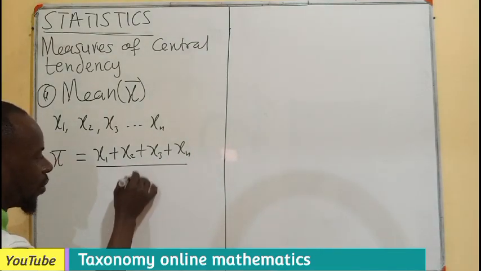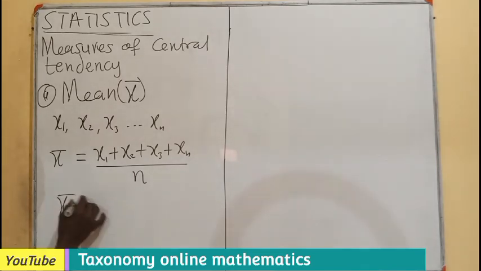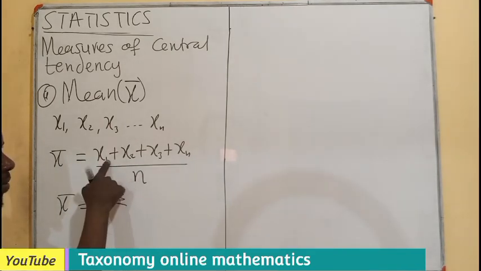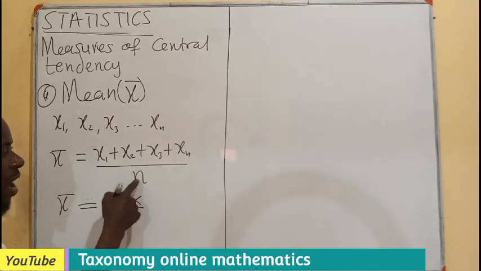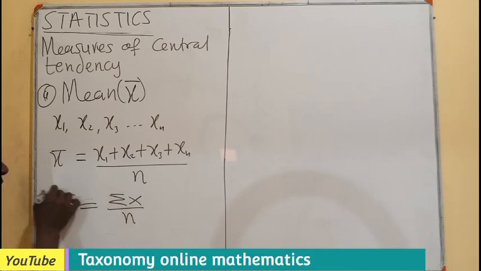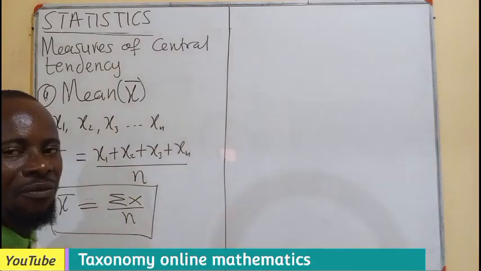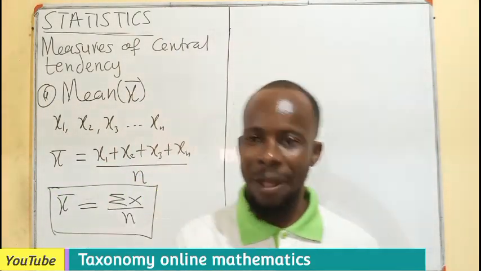So we divide by what? N. Where we know that in mathematics, sigma is used to represent summation notation, meaning I am adding. What am I adding? The values of X. So summation of X over number of entries. So this becomes the formula we can use to calculate the average or the arithmetic mean of a data.